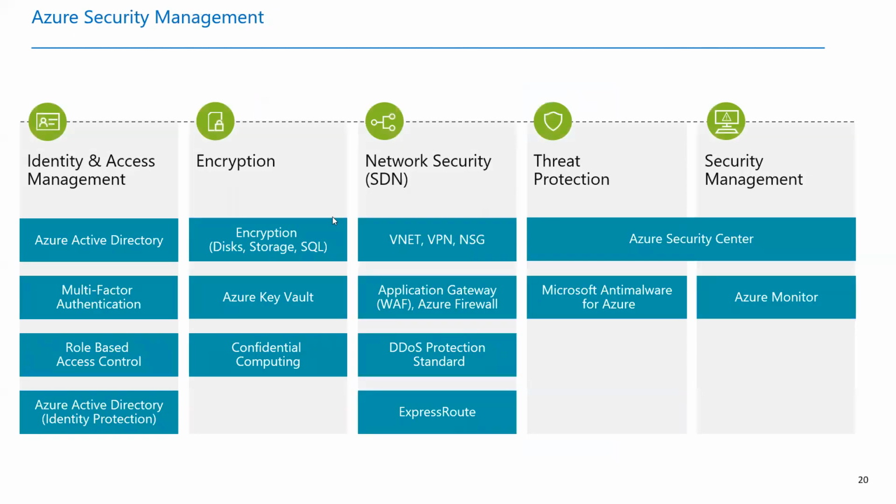And in this slide, we are going to discuss Azure security management. These are categorized into identity and access management, where you can discuss the Azure Active Directory, multi-factor authentication, how to enable multi-factor authentication, how to manage the Azure Active Directory, creating RBACs, role-based access control, and also setting up the Azure Active Directory for identity protection. The second one is encryption, like disk encryption, storage encryption, SQL encryption. What are the best practices you can follow?